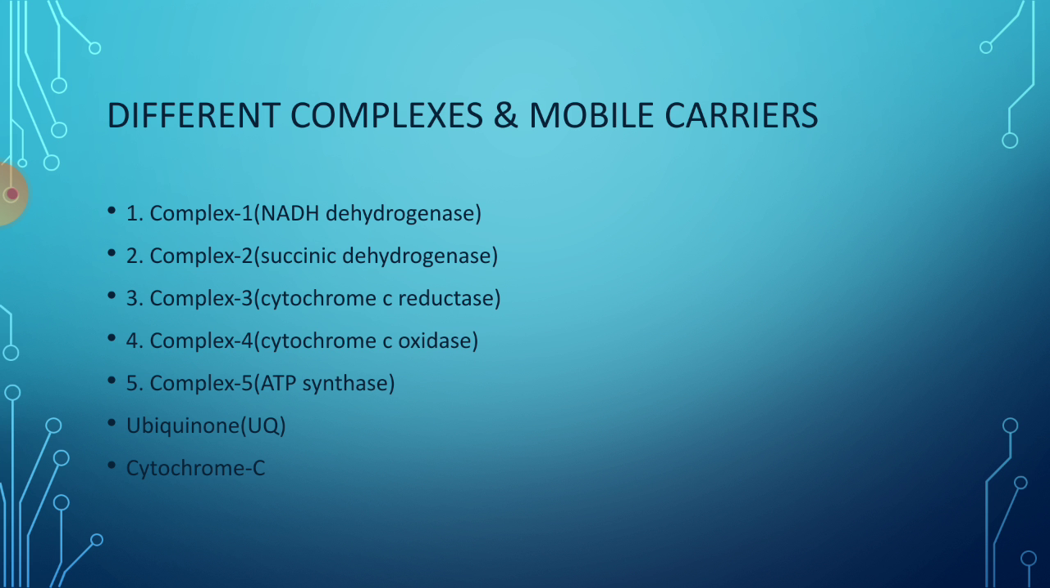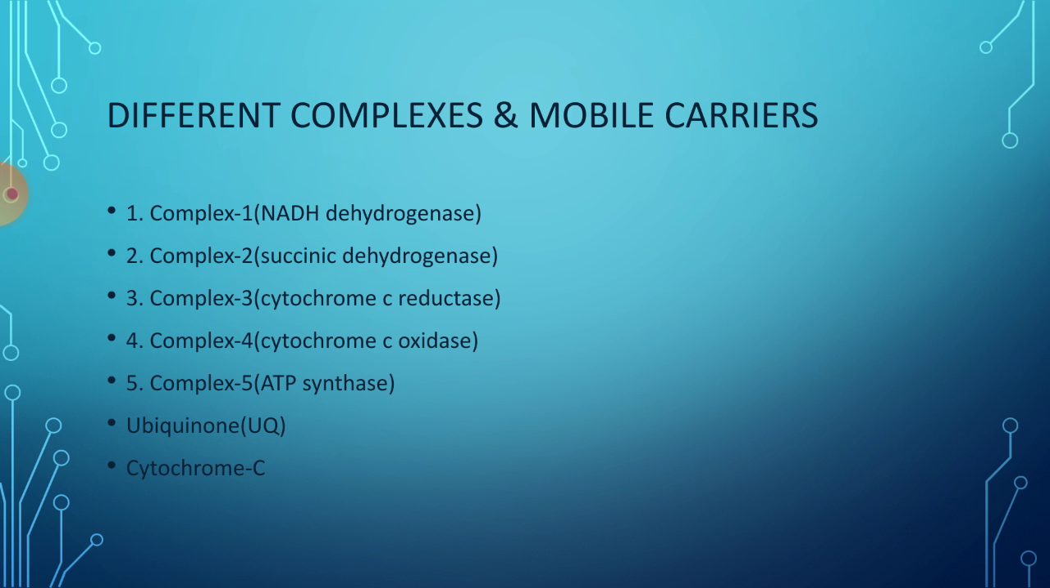Complex 1, this is an enzyme, that is NADH dehydrogenase. Its reaction center is ferrous sulfur. And then complex 2, this is succinic dehydrogenase enzyme. Its reaction center is also ferrous sulfur. And the complex 3, this is called cytochrome C reductase. Actually, it contains cytochrome B and cytochrome C1, and its reaction center is also ferrous sulfur.